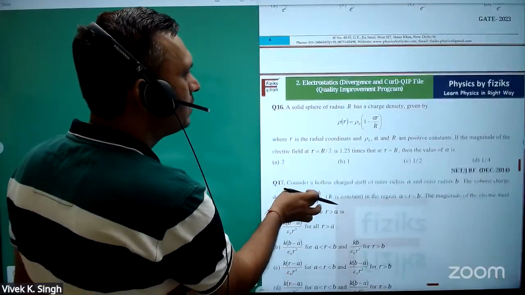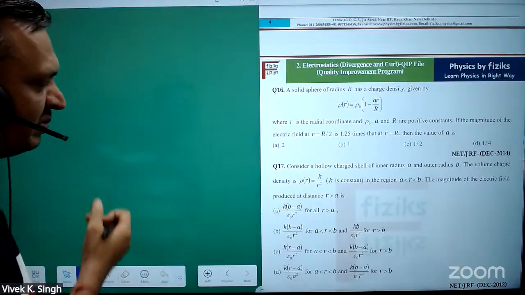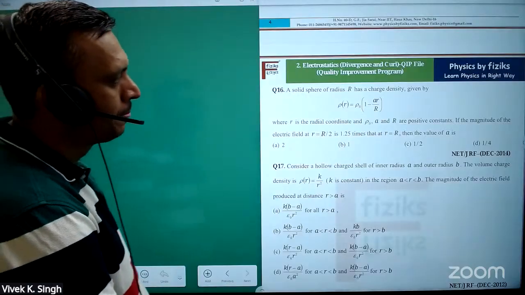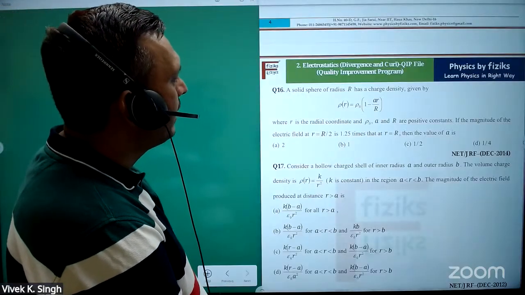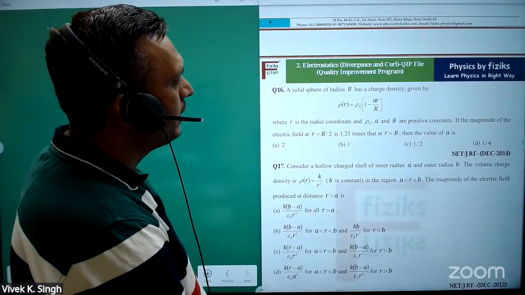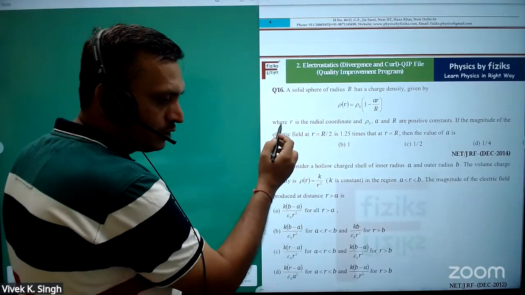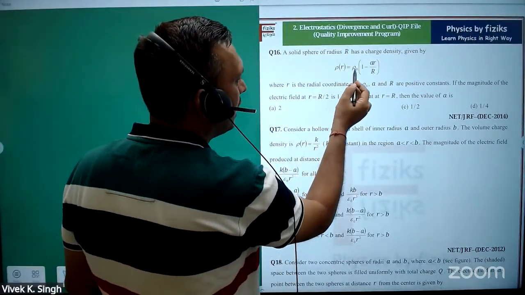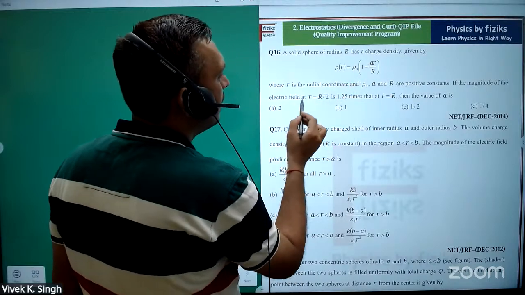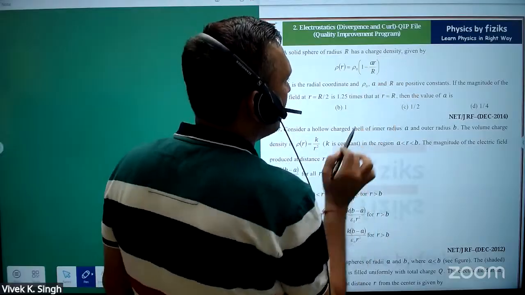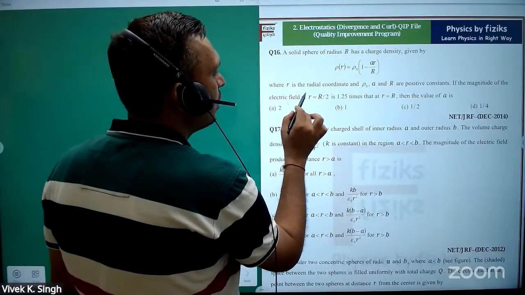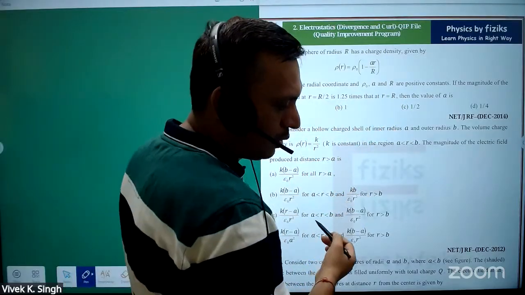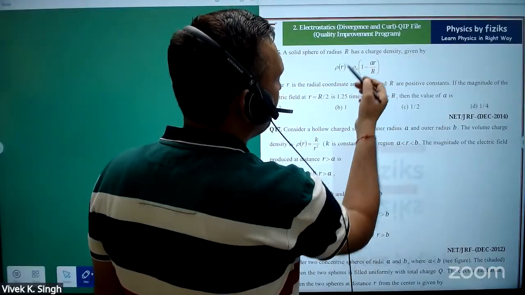Now let's see one question based on the electric field using Gauss law. It is given that a solid sphere of radius R has a charge density rho of r, given as a function of r, where rho naught, A and R are positive constants. It is given that the magnitude of the electric field at r = R/2 is 1.25 times that at r = R. What is the value of A?